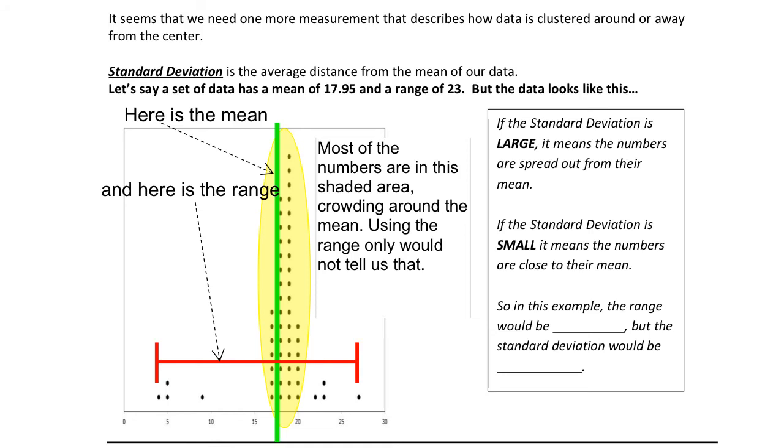What this means for us is if the standard deviation is large, it means the numbers are spread out from their mean. If the standard deviation is small, it means the numbers are close to the mean. In this example, the range would be large, but the standard deviation would be small.